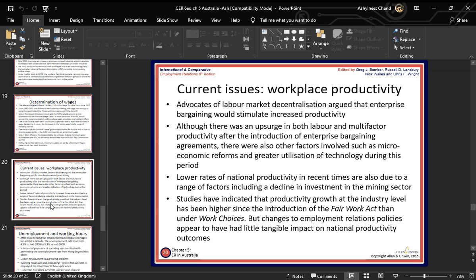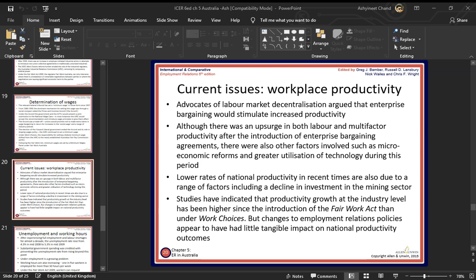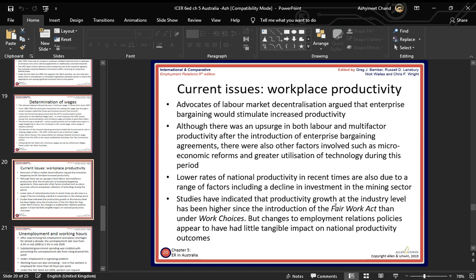Finally, let's look at some current issues, trends, and changes. Workplace productivity. Advocates of labor market decentralization argued that enterprise bargaining would stimulate increased productivity. Although there was an upsurge in both labor and multi-factor productivity after the introduction of enterprise bargaining agreements, there were also other factors involved, such as microeconomic reforms and greater utilization of technology during this period.